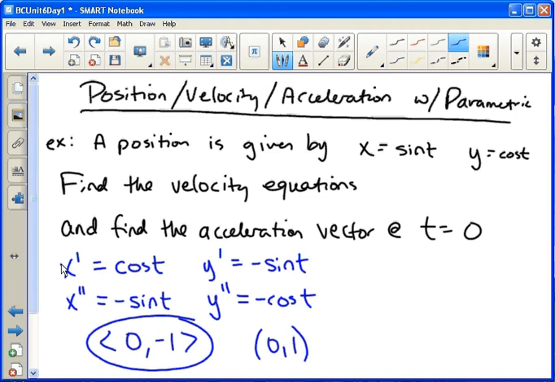So the velocity is just the first derivative of each one. The acceleration is the second derivative. And as for the vector at a point, you just need to plug that point into your two equations and write it as a vector.